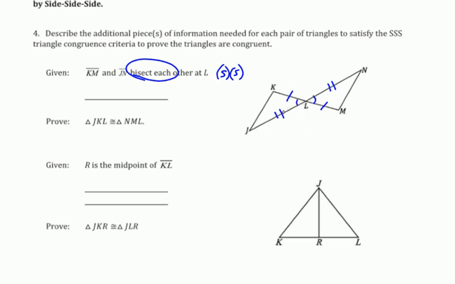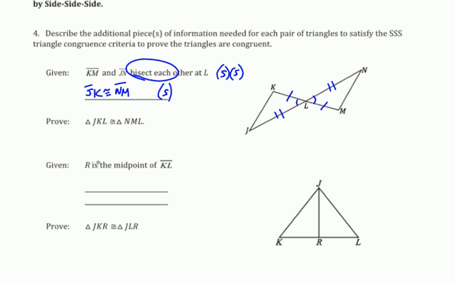However, this wouldn't satisfy side, side, side. This would actually allow us to prove the triangles are congruent by side, angle, side. So the only way we can use side, side, side is if we were told that JK is congruent to NM. That would be our third pair of corresponding sides, so we would be able to use side, side, side.